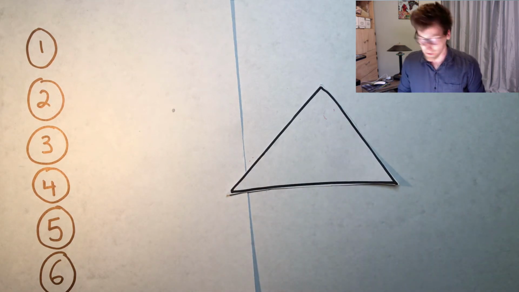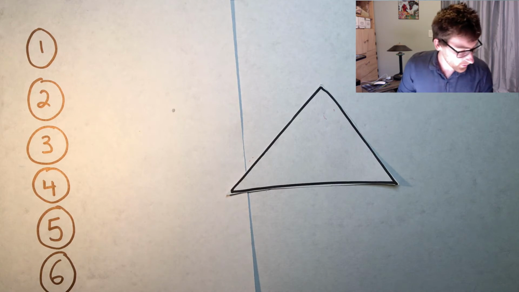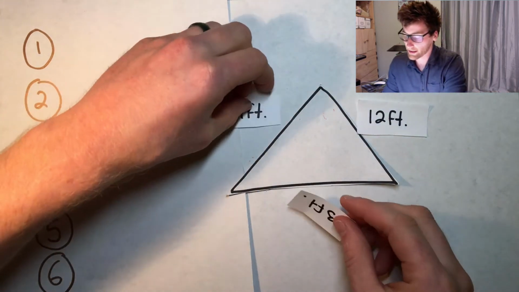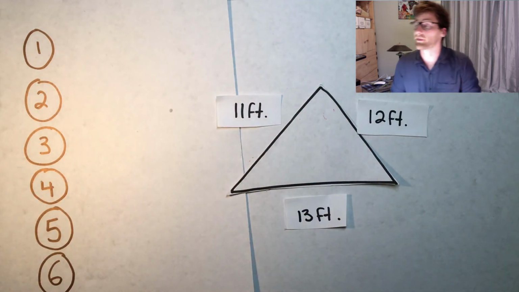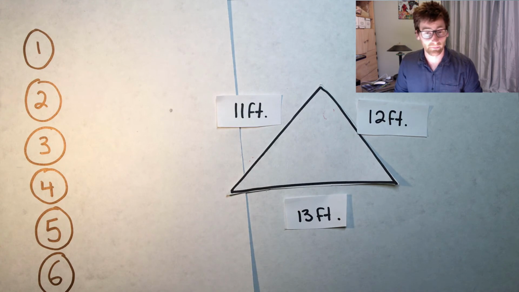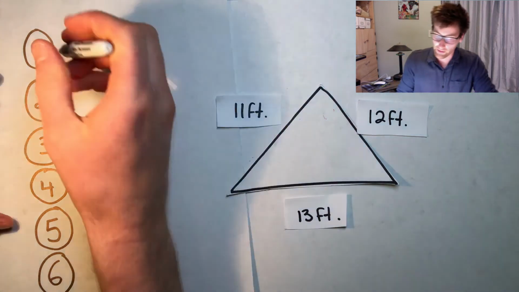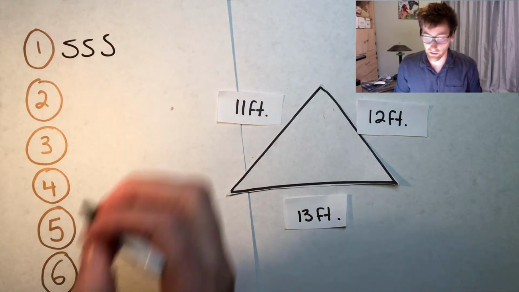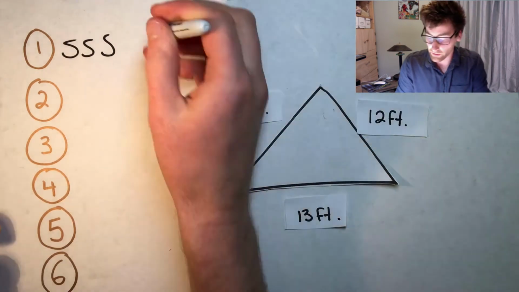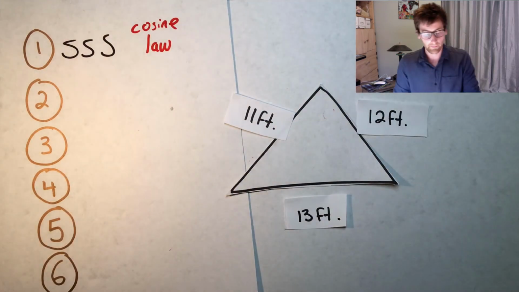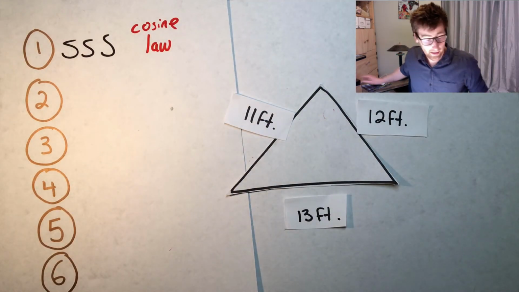Okay, so what's the first type of triangle? I'm just going to come up with one right now. Let's say they give you three side lengths of your triangle. So they give you 12 feet, 11 feet, 13 feet. Those are the dimensions they give you for that triangle. You can solve it. And this is the first type of triangle: it's a side, side, side triangle. And you solve it using cosine law. Again, we're not going to be solving that today.